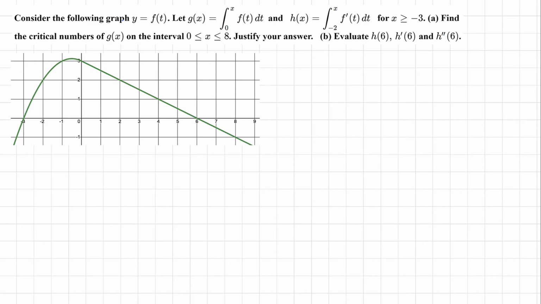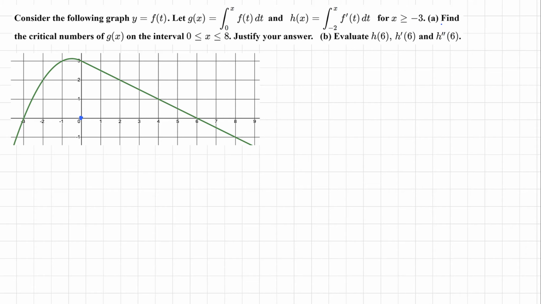Consider the following graph, y equals f. So this is the graph of f. So here is the origin. Let g be the definite integral from 0 to x of f, and h be the definite integral from negative 2 to x. So x is a variable, by the way, and x could be anything bigger than or equal to negative 3.